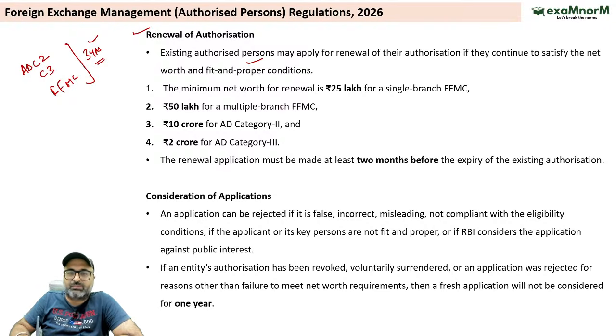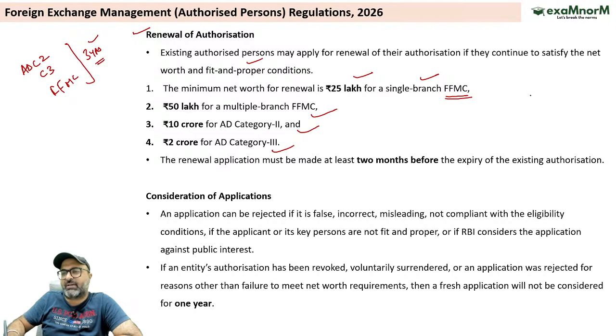और अगर मैं minimum net worth की बात करूं, the minimum net worth should be 25 lakhs for FFMC, and minimum 50 lakhs for multiple branch FFMC. अगर आपके पास सिंगल ब्रांच FFMC है तो 25 लाख नेटवर्थ होनी चाहिए, और अगर मल्टी ब्रांच है 50 लाख, कैटेगरी 2 है तो 10 करोड़, कैटेगरी 3 है तो 2 करोड़.